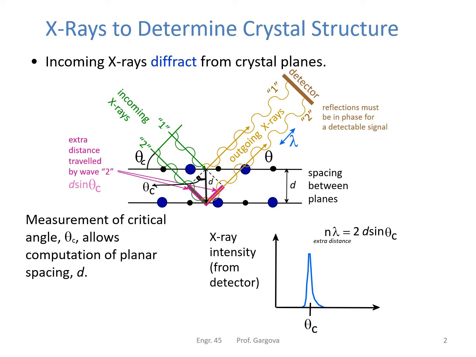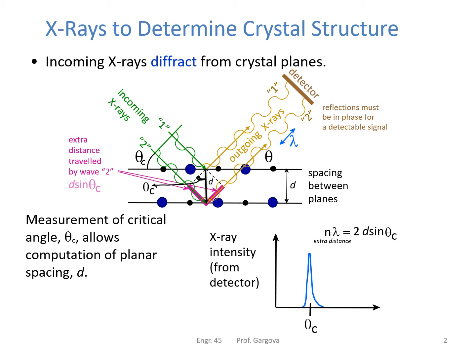So in order to determine this extra length, we consider that sine theta is equal to the opposite length over the hypotenuse, which in this right triangle would be d. So basically, this length highlighted in pink would be d sine theta c.